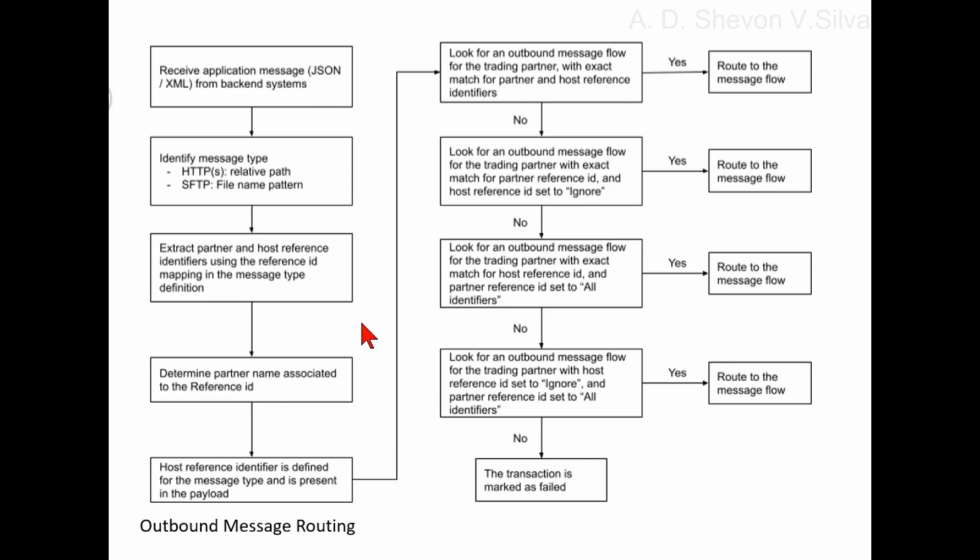One, identify the message type using the following criteria: relative path for HTTPS endpoint, file name for SFTP endpoint, which follow this convention: message type underscore endpoint information dot file type. For example, if your message type ID is AR invoice, then the file name is AR-invoice_2021-02-17_1055_000.json.